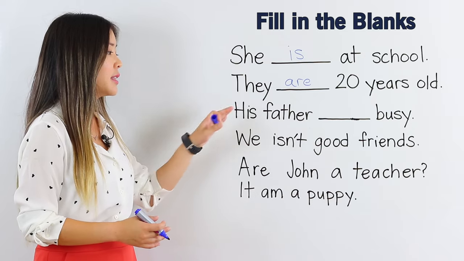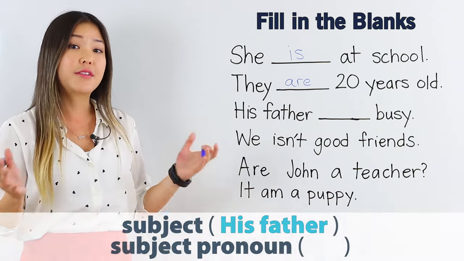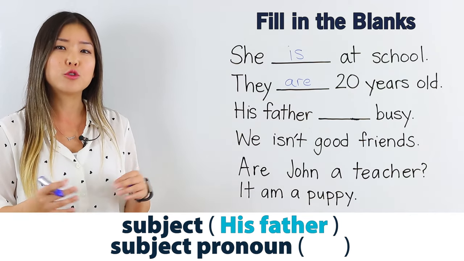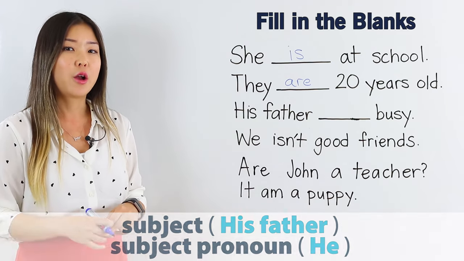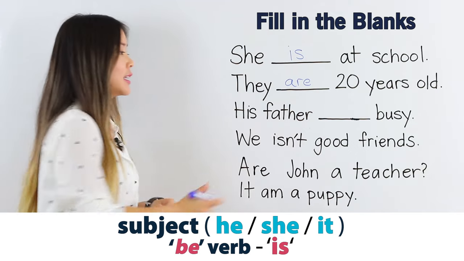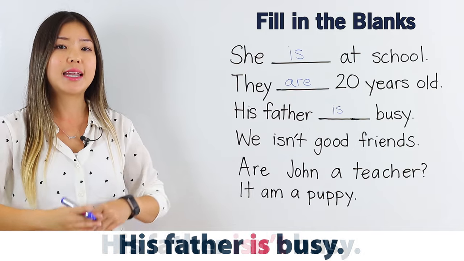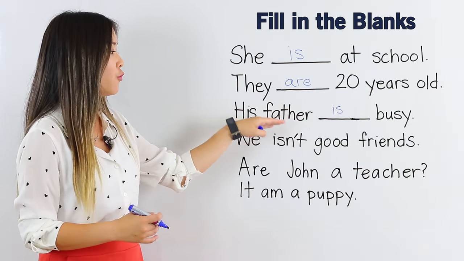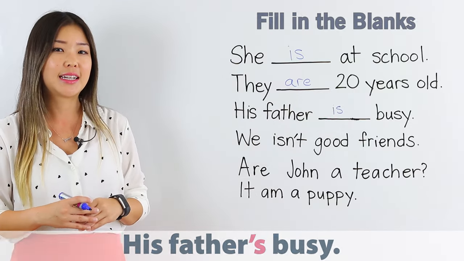The next sentence says, his father blank busy. The subject of this sentence is his father. What subject pronoun do we use for his father? The correct answer is he. Remember, for he, she, it, the be verb is. For the negative, we can say isn't or is not. And for a contraction for father and is, we can say his father's busy.